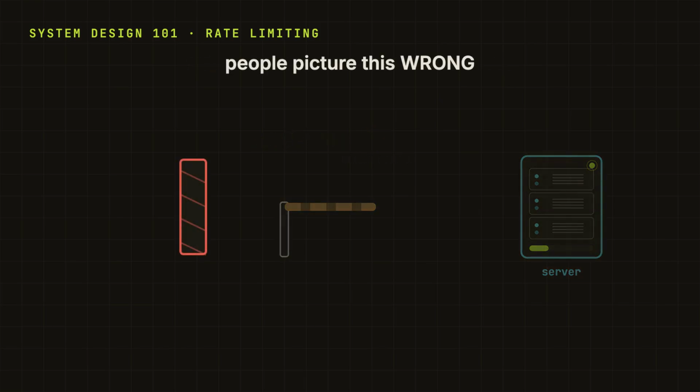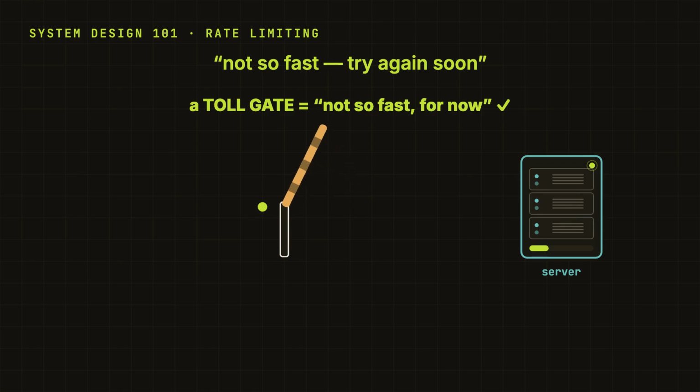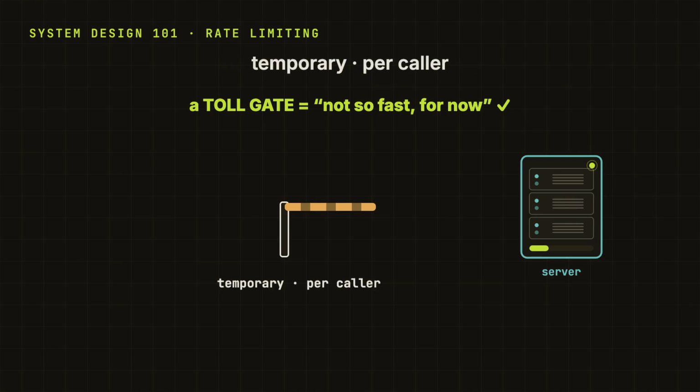And here is the first thing to get right, because a lot of people picture this completely wrong. Rate limiting is not a ban. A ban says go away forever. And a rate limit says not so fast. You are going a bit too quick right now. Try again in a moment. It is temporary and it is per caller.